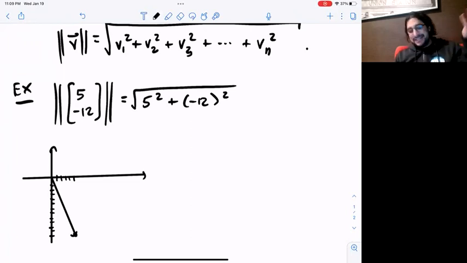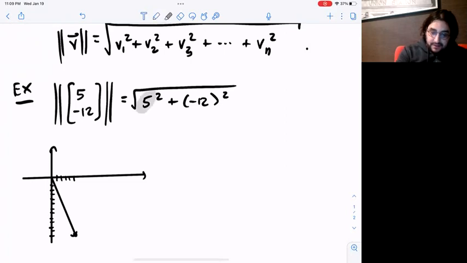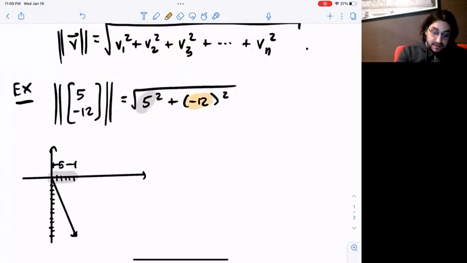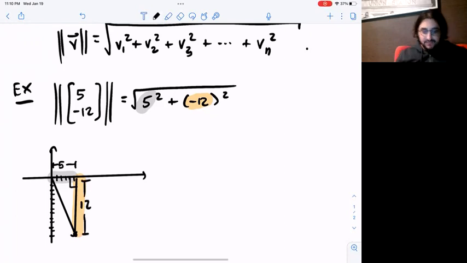This is the Pythagorean theorem. This is nothing more than the Pythagorean theorem. Look at how this lines up. What's the 5 measuring? The 5 is measuring a leg in a right triangle. So there's the 5. And then the 12, or the negative 12, is also measuring a leg in a right triangle. So here's another leg. They're horizontal and vertical, so they're perpendicular to each other. So you have 2 legs in a right triangle. So then how would you get the distance on that hypotenuse?